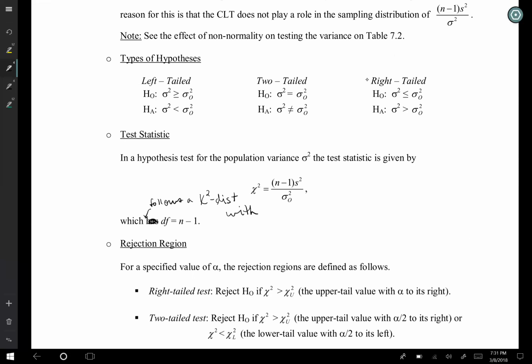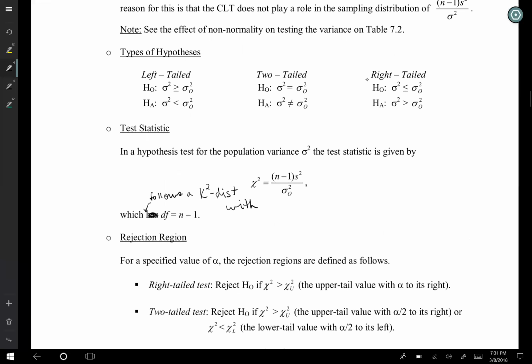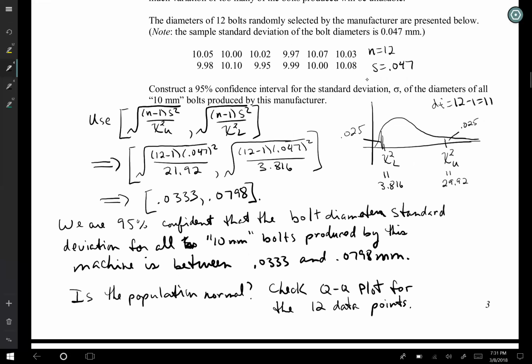I had a question about the example on page 3. I followed through down to where we got 12 minus 1 times 0.047 squared. But when I calculated both of those, I didn't get either of those numbers. I don't know what I was doing wrong. Did you take the square root? I did, yeah. I got like 3.31 for the first one, and I was doing all kinds of crazy stuff.